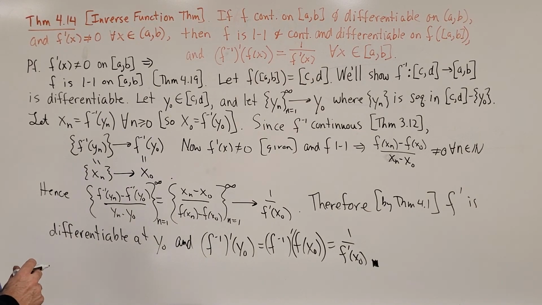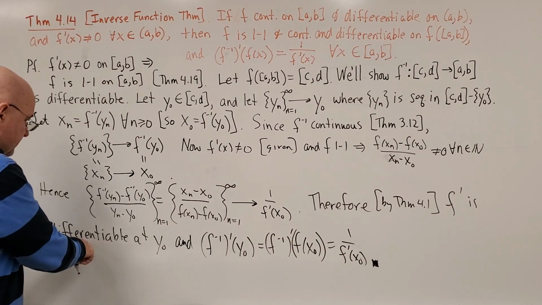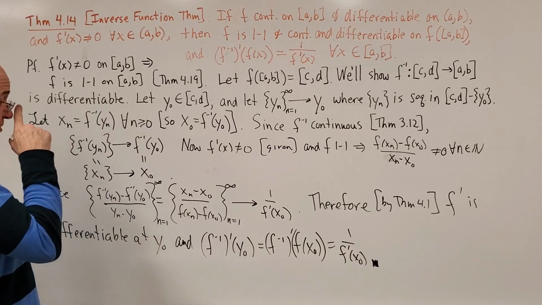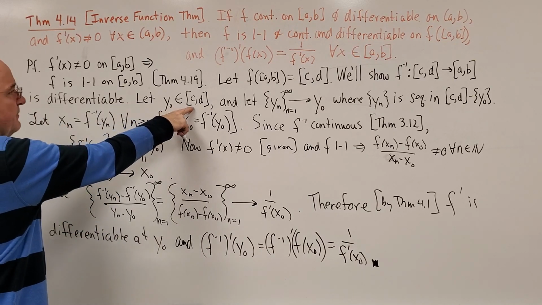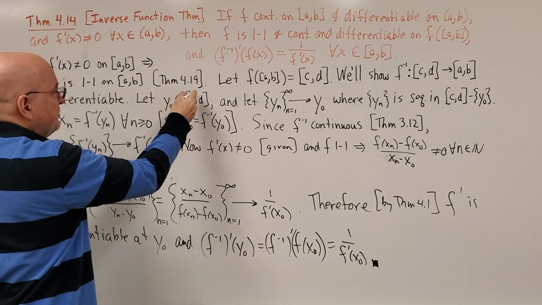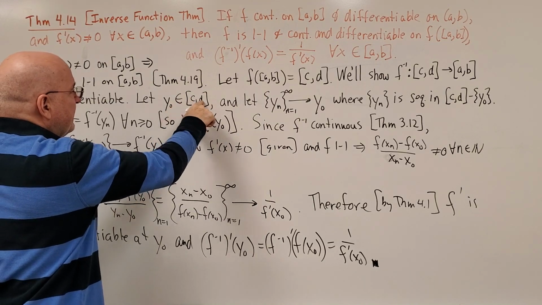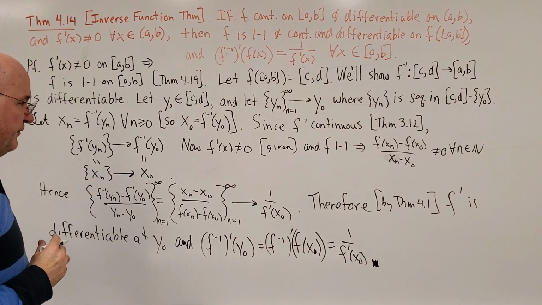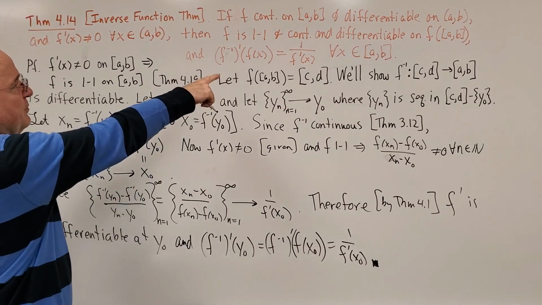So, since we showed that f inverse is differentiable at y0, and as I mentioned earlier, y0 was just arbitrarily chosen, that means it's differentiable for all y0 in the interval from c to d. So it is a differentiable function in that interval, and we've proven what we needed to prove.